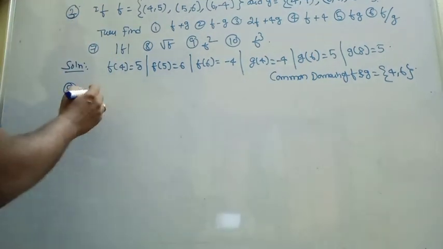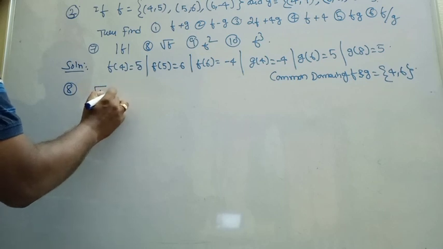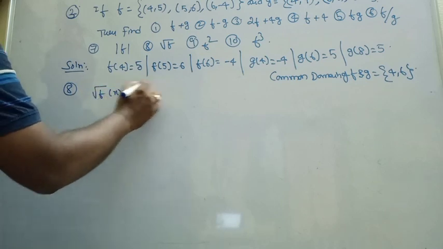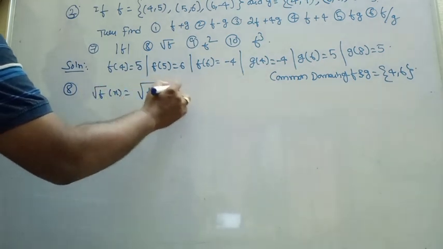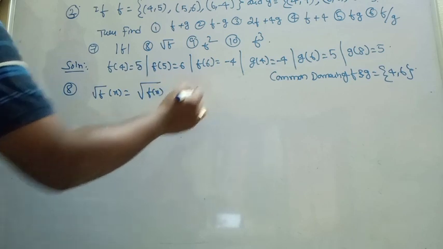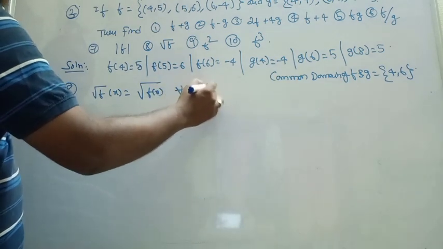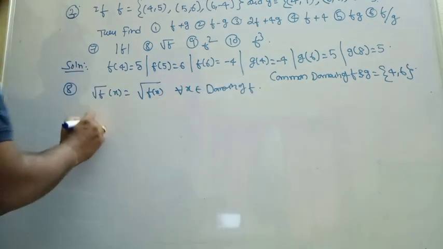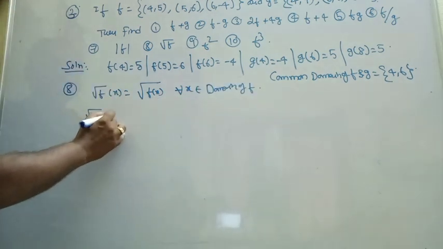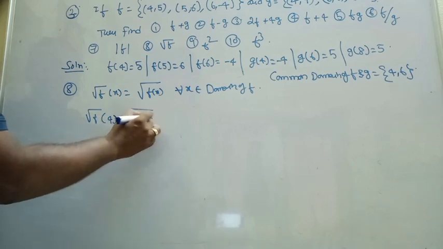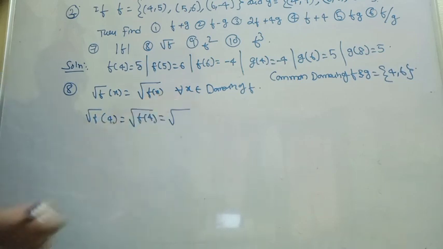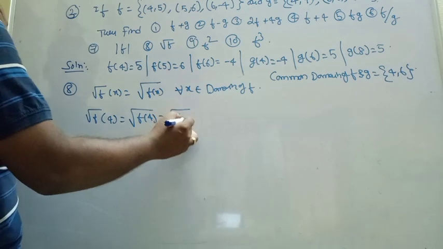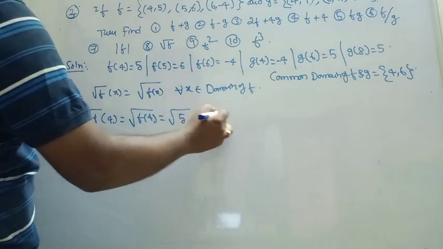Now we have here root f of x. This is nothing but square root of f of x for all x belongs to the domain of f. Now root f of 4, if you take, is square root of f of 4, that is square root of 5, so root 5 we have here.